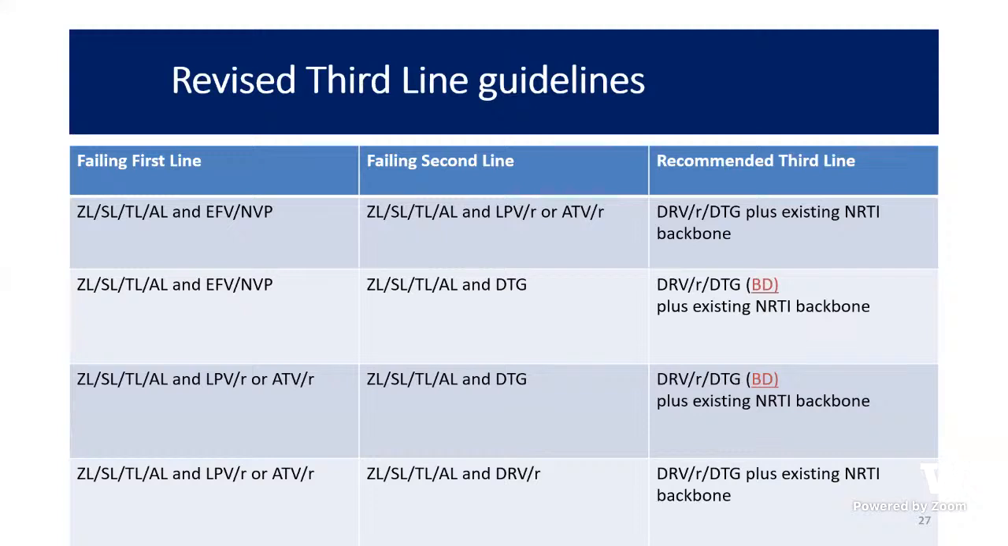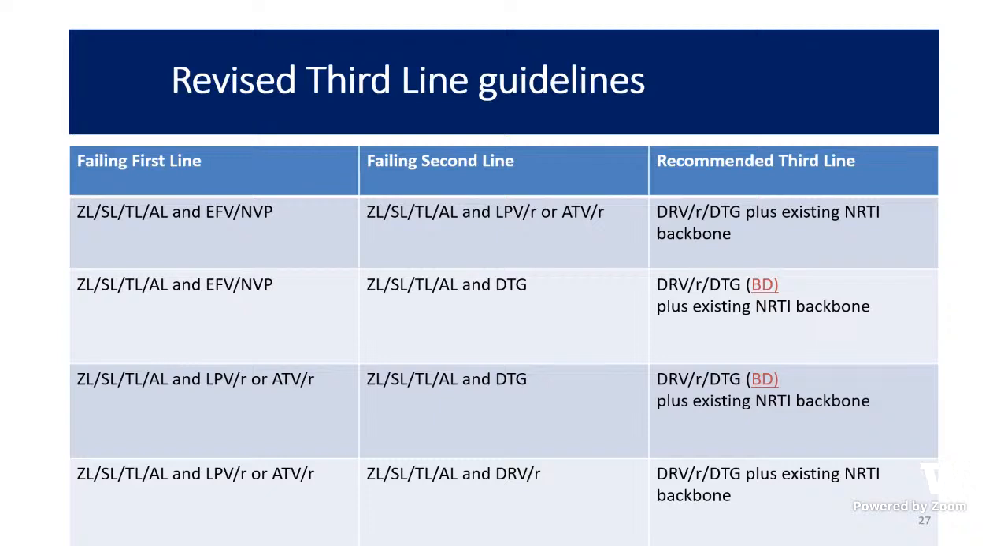Now, coming to the revised third line guidelines, here again we have the failing first line. We need to look into the failing first line. Then the next column will be the failing second line, and the third column will be the recommended third line. Now, the failing first line is either ZL, SL, TL, AL, that is all our NRTI with NNRTI. Now, the second line was any of the NRTIs with PI. The third line recommended will be boosted darunavir, ritonavir with dolutegravir, plus existing NRTI backbone. So this needs to be remembered.